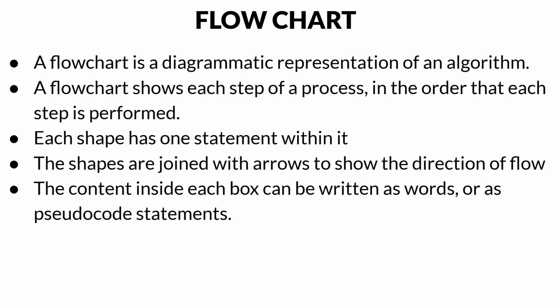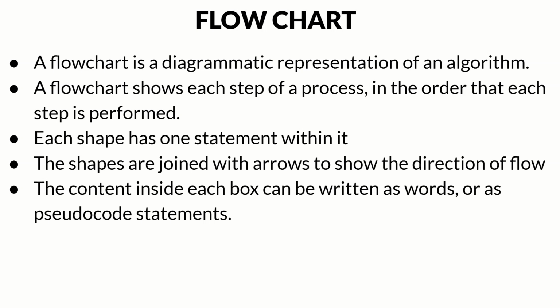Each shape has one statement within it. We are going to talk about the shapes. One of the things you have to note about flowchart is that we use shapes or symbols. The symbols have meanings, and they have statements in them. The shapes or symbols are connected using arrows. The arrow shows you the flow, the direction of the flow. And the content inside each box can be written as words or as pseudocode statements. So that is the flowchart.